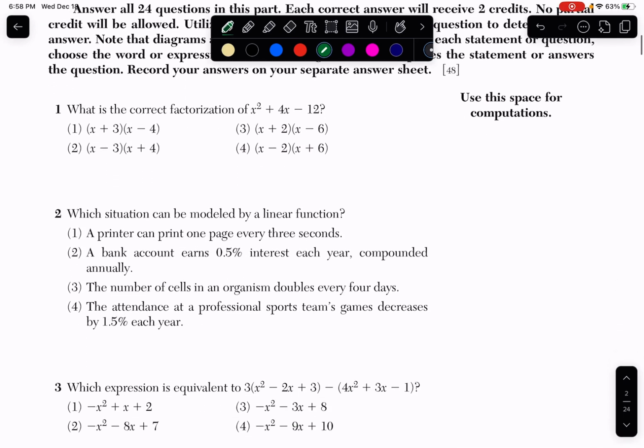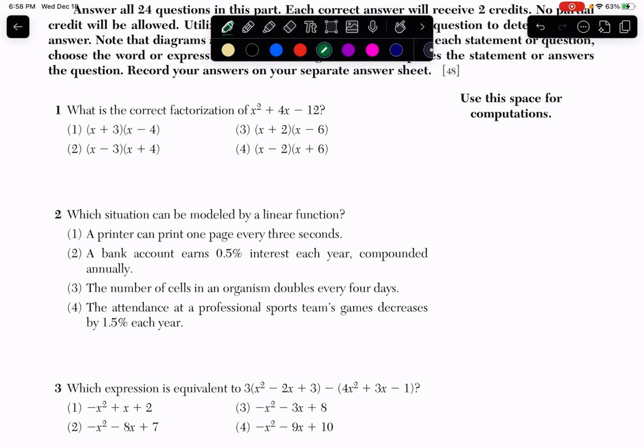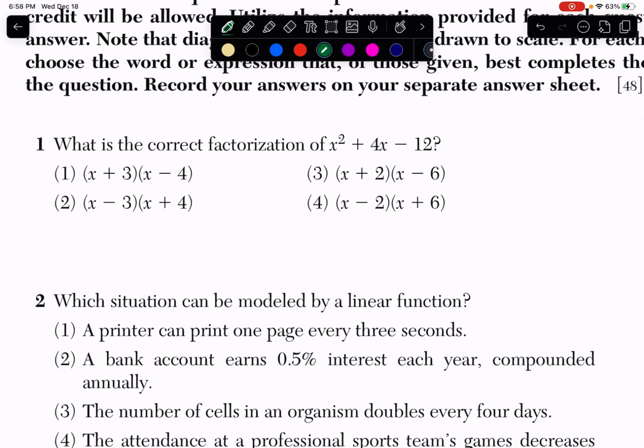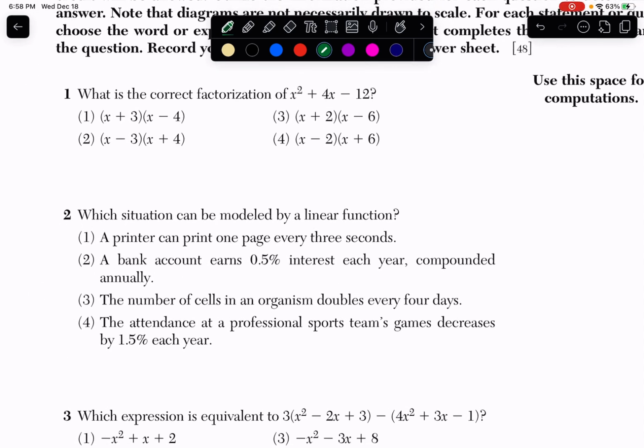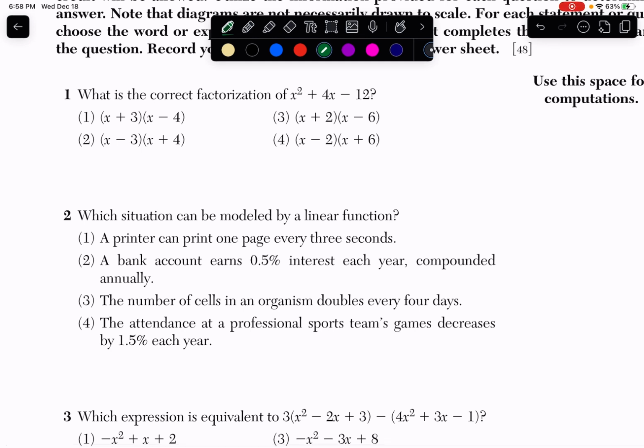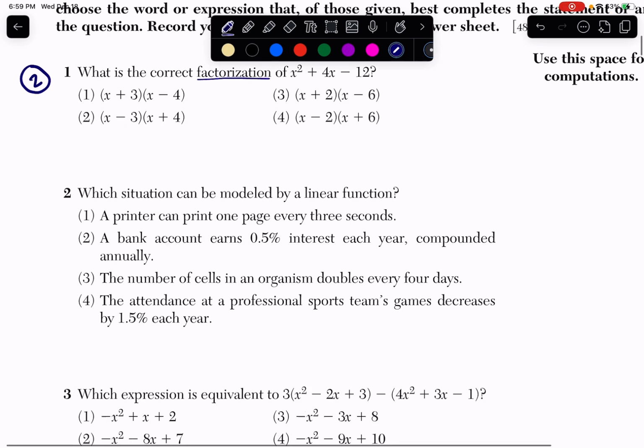So first, the first question asks me, what is the correct factorization of x squared plus 4x minus 12? And then they give me 4 options. I am going to rank this category 2 because I don't know what the word factorization means, but I do see an expression and then I see some other expressions, so I might be able to just use what I know about equivalence to make a strong guess.